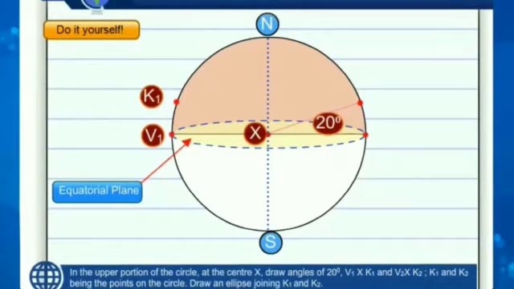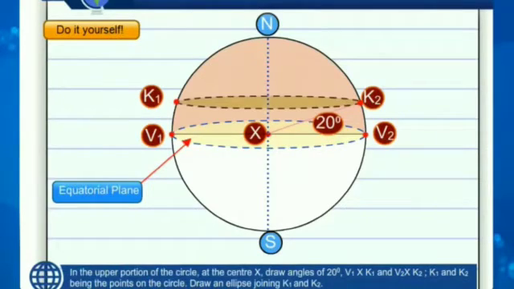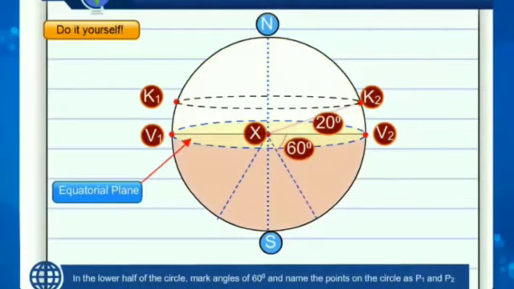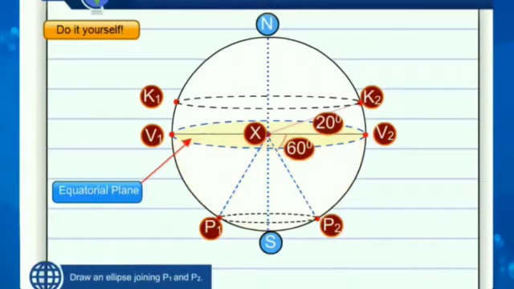V1 X K1 and V2 X K2, K1 and K2 being the points on the circle. Draw an ellipse joining K1 and K2. In the lower half of the circle, mark angles of 60 degrees and name the points on the circle as P1 and P2. Draw an ellipse joining P1 and P2.